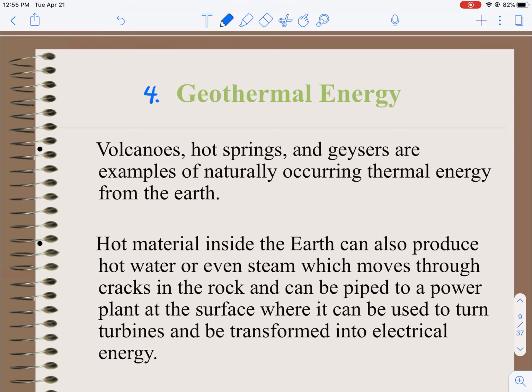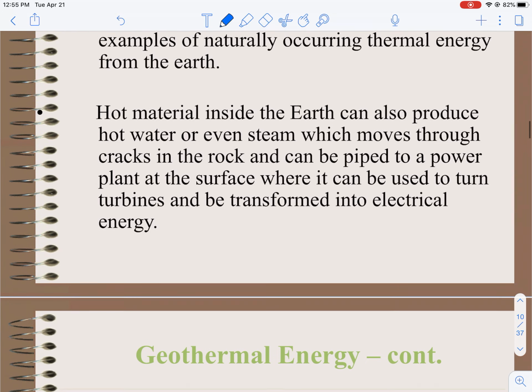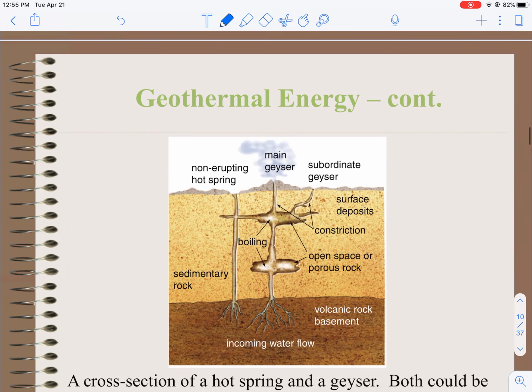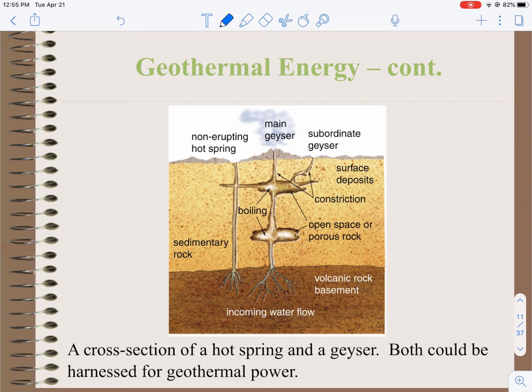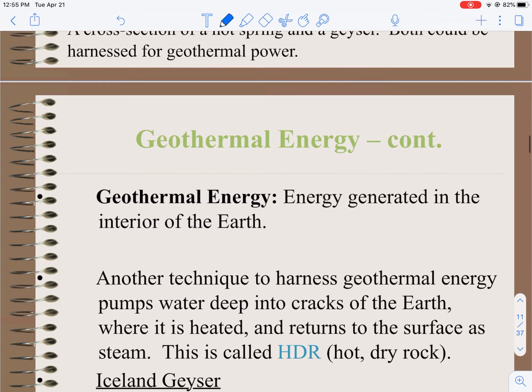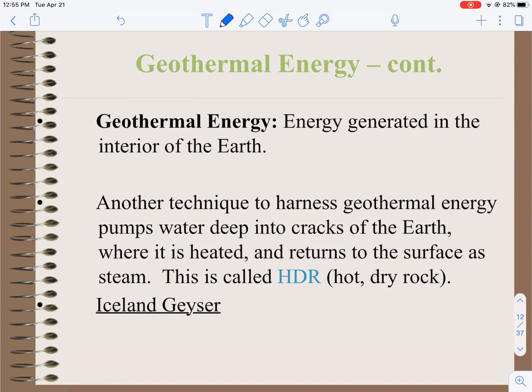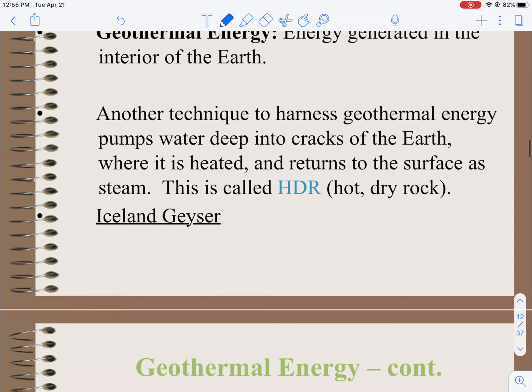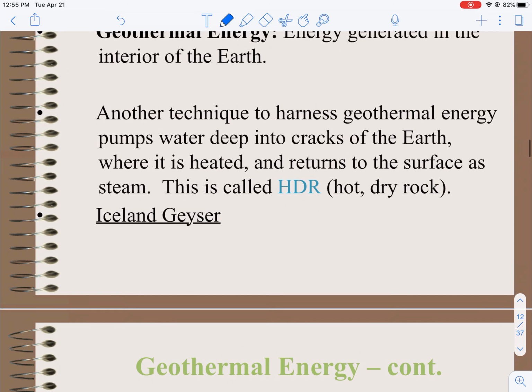And geothermal energy, our next one, is looking at how hot things like volcanoes or hot springs or geysers can also be harnessed to create electricity. So we're looking at how there are some hot springs in certain areas, sources of hot water from deep in the earth, and some that shoot out water that are called geysers, and both can be harnessed as a source of geothermal energy.